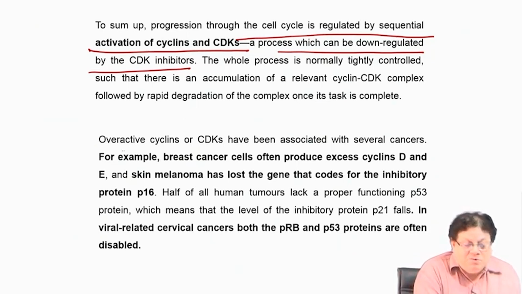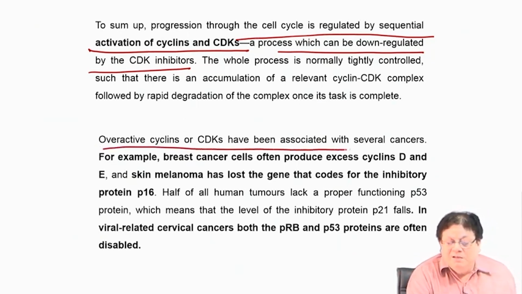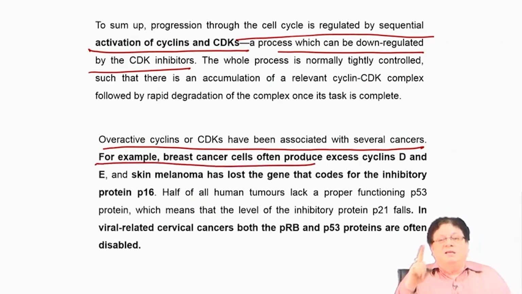Overactive cyclins are associated with several cancers. Overactive cyclins or CDKs, kinases, means that the cell is growing very fast. Okay. For example, breast cancer cells often produce excess of cyclins D and E, and skin melanoma, another type of cancer of the skin, has lost the gene that codes for the inhibitory protein.